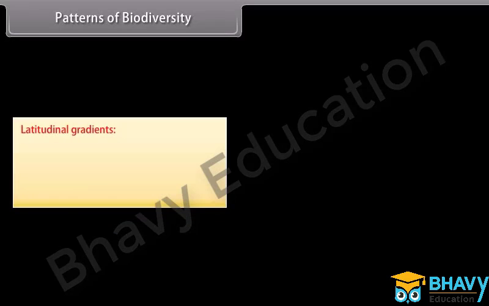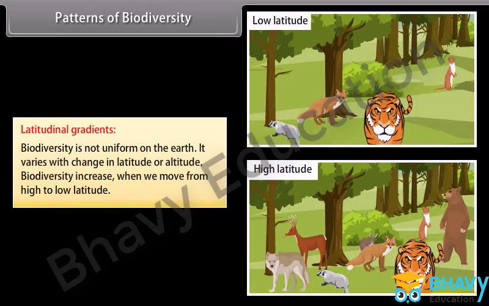Patterns of biodiversity. Latitudinal gradients. Biodiversity is not uniform on the earth. It varies with change in latitude or altitude. Biodiversity increases when we move from high to low latitude.